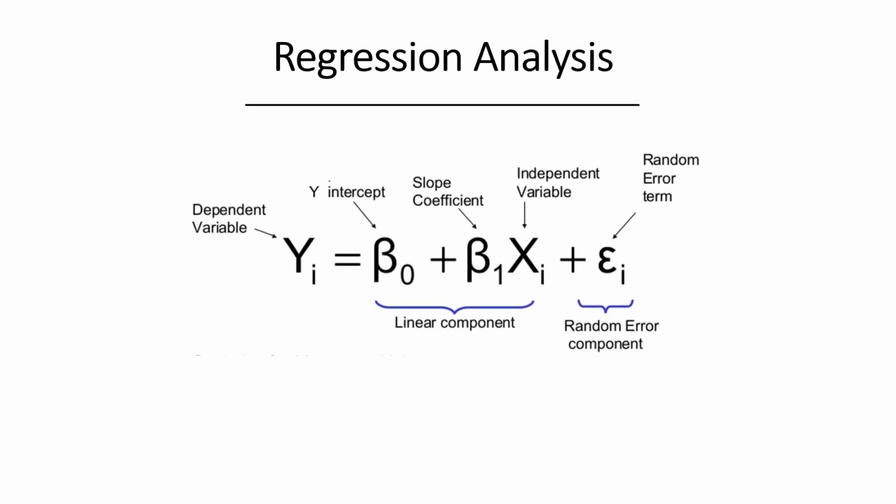Regression analysis is a set of statistical methods used to estimate the relationship between a dependent variable and one or more independent variables. It can be utilized to assess the strength of the relationship between variables and for modeling the future relationship between them. This is the generalized equation that can be used for regression analysis. Here y indicates the dependent variable, beta naught and beta 1 indicate the y-intercept and slope coefficient, x is the independent variable and epsilon is the random error term.